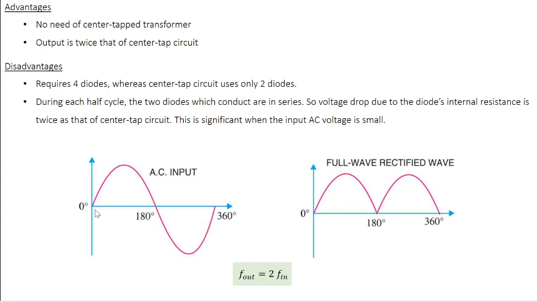So for one complete cycle of the input, you have 2 complete cycles at the output, which means the output frequency is twice of the input frequency. For example, if input frequency is 1 Hertz, the output frequency is going to be 2 Hertz. 1 Hertz means in 1 second you have 1 wave. 2 Hertz means in 1 second you have 2 waves. So F out, output frequency, is 2 into F in, where F in is the input frequency.